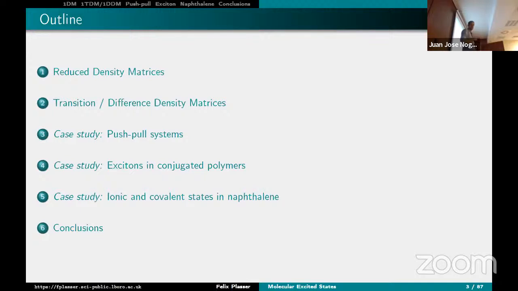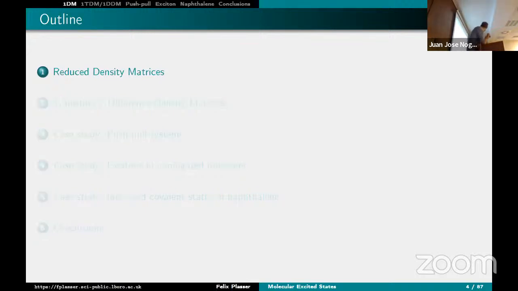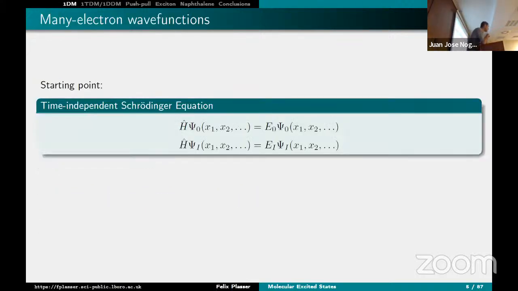Then the different things we'll talk about: reduced density matrices as our main workhorse. I'll talk to you about the mathematics behind that, then the transition density and difference density matrix. And then we have a couple of case studies. Let's see how far we get and how much time Juan forgives me after we started 10 minutes late. So I'll see how far we get. Okay? So everything starts with the Schrödinger equation.